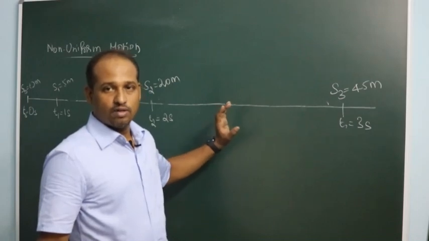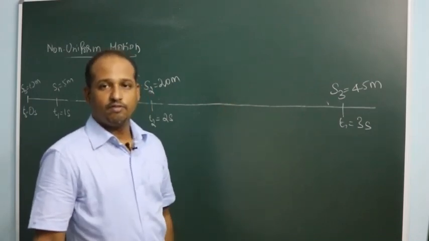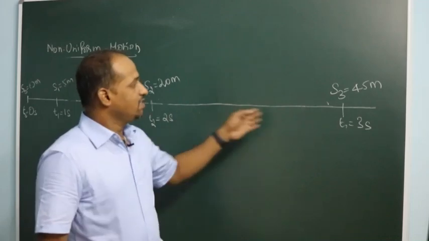What I have drawn on the board is an example of a non-uniform motion. As in the previous case, this is a straight road.